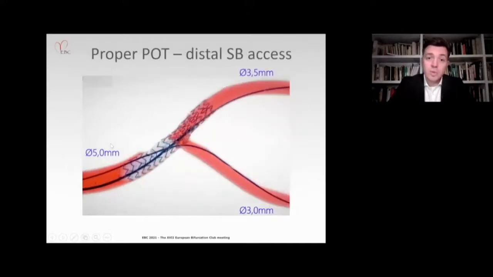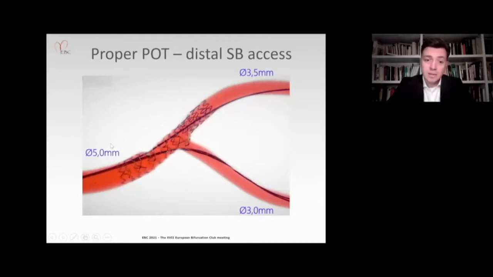So how can we correct this? How can we give ourselves a chance of distal side branch access? Well, by performing proper POT. And as you can see on this bench test, this may require 2 balloon inflations. So we need to take care of the proximal edge of the stent, and we need to be precise at the carina, which you now see after performing optimal POT.